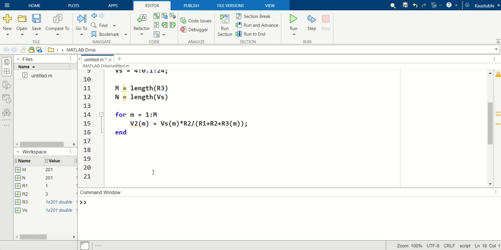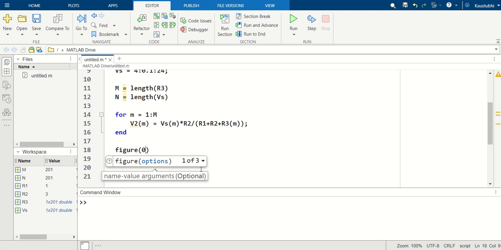Understood? Now if you want to plot this particular graph of V2, that is voltage across R2, based on the R3 variation and Vs variation, what are we going to do? We can initiate a figure.